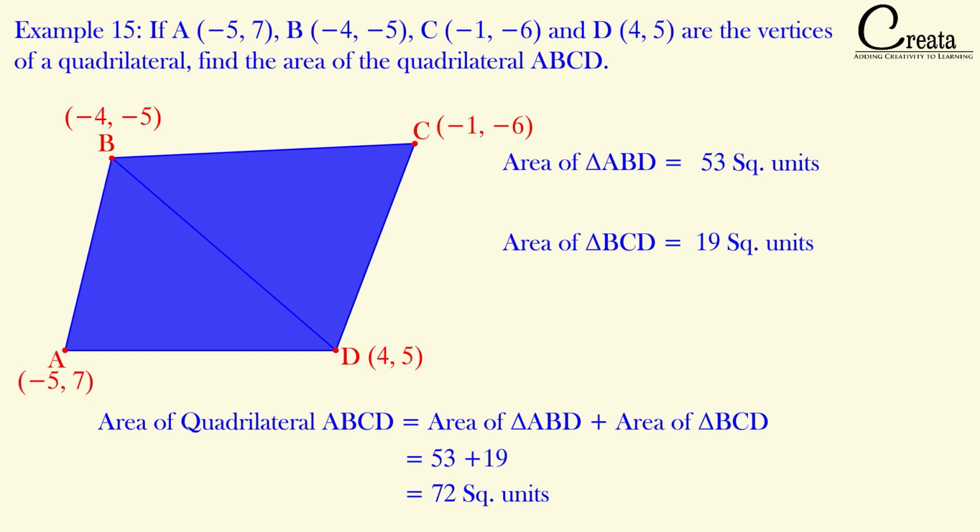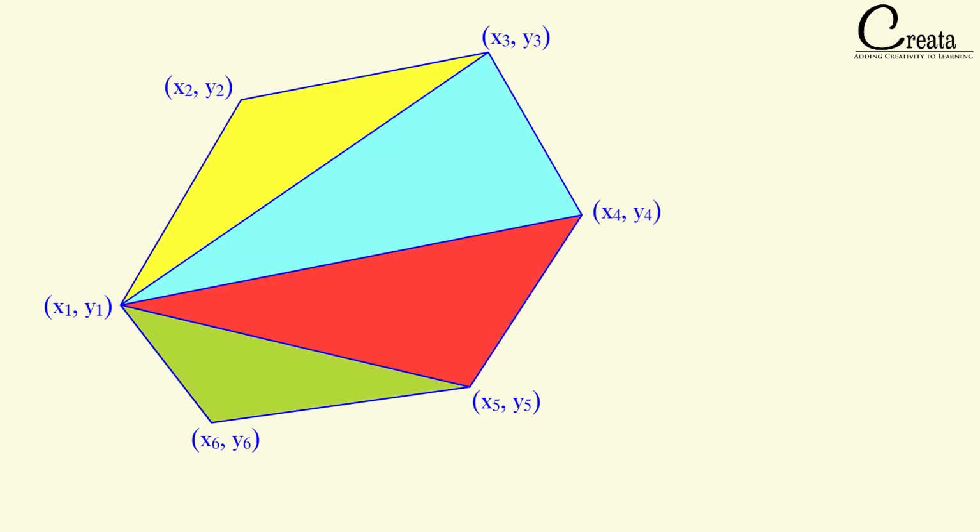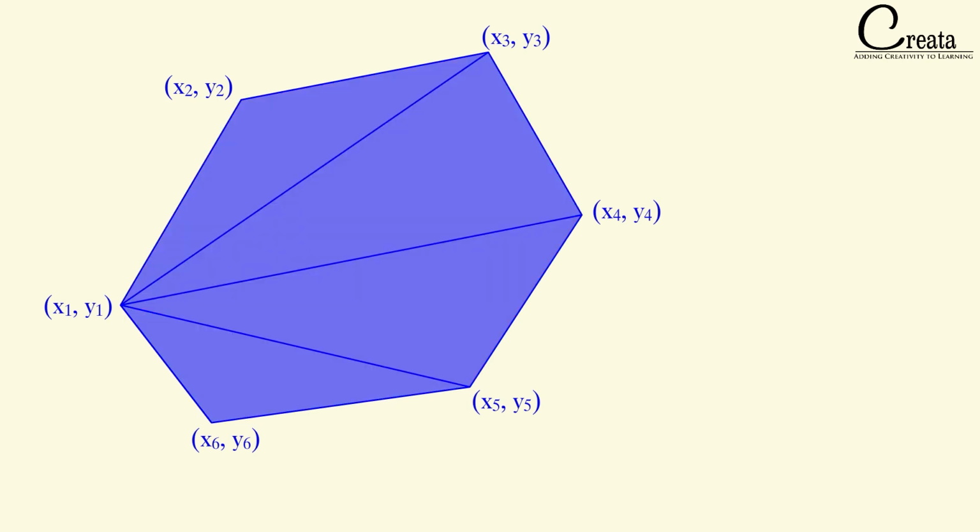So what is the learning that we got from this question? The learning is that if we got any polygon and we know all the coordinates of the polygon and we have to find the area of that polygon, then we can divide that polygon into a number of triangles. And by applying our area of the triangle formula, we can find the area of all those triangles. And by adding all these triangles, we can find the area of the complete polygon. So this is the fundamental that we have learned from this question.